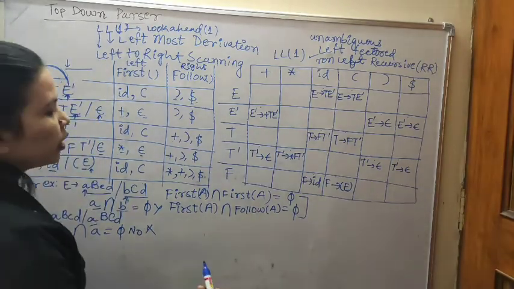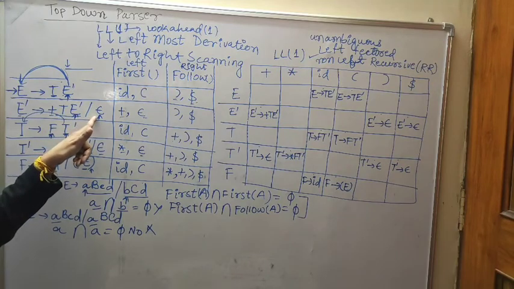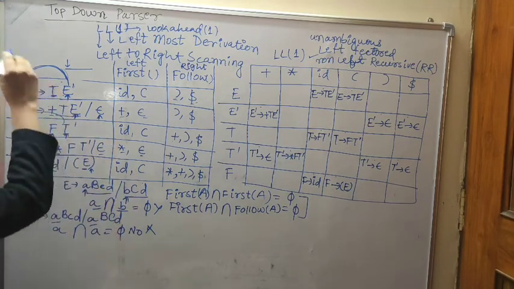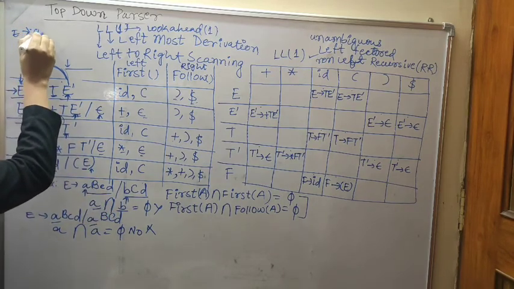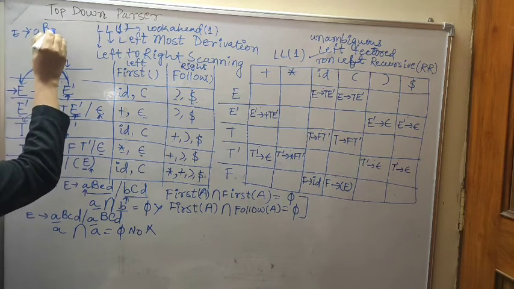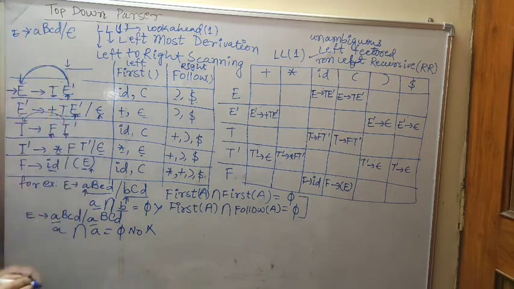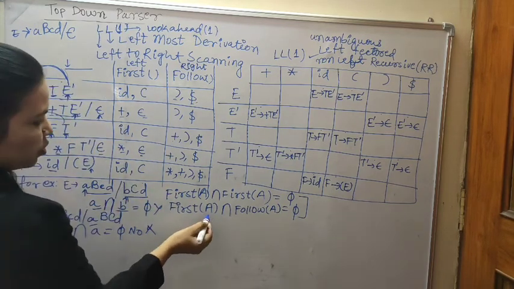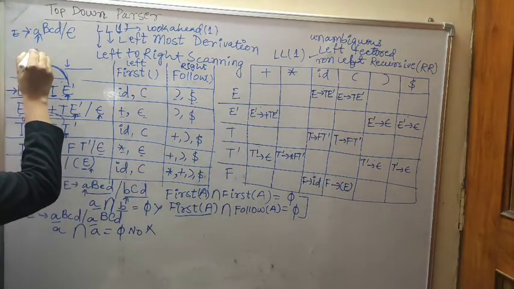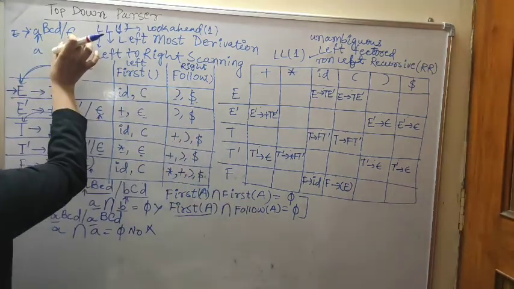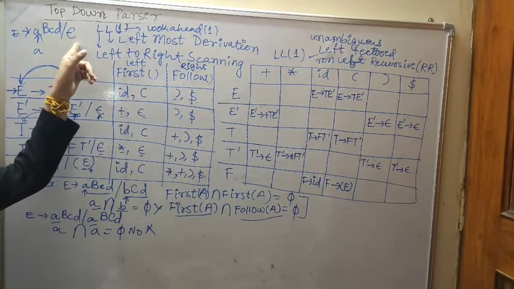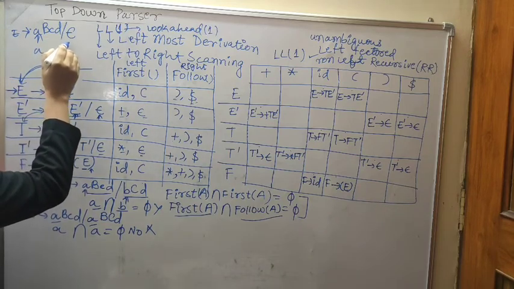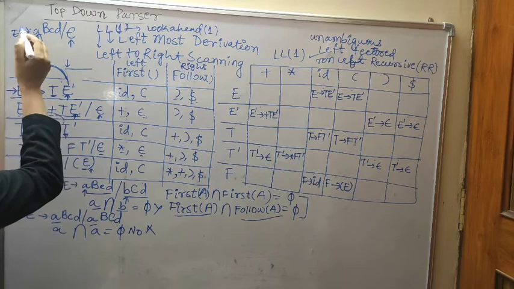That is when a grammar has epsilon given, like this. Suppose E goes to A B C D or epsilon. Whenever epsilon has been given, you take first of A, because the first production gives first of A, which is A. And because of the epsilon we go to the follow of A. We are not calling first of A here, because there is no first of A. Remember that epsilon has been given.